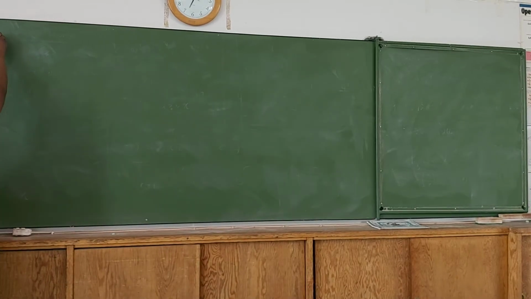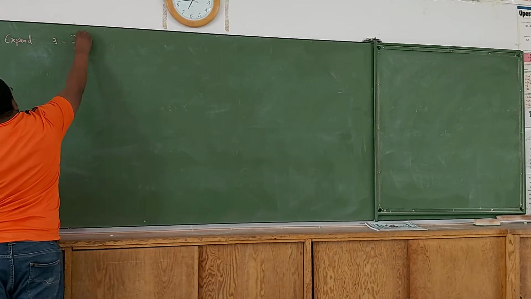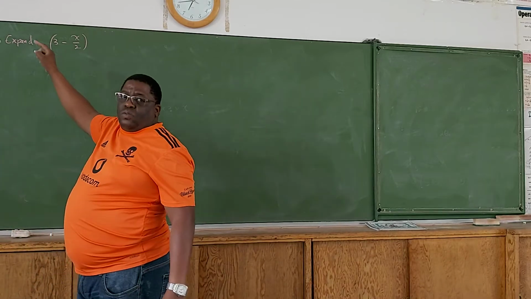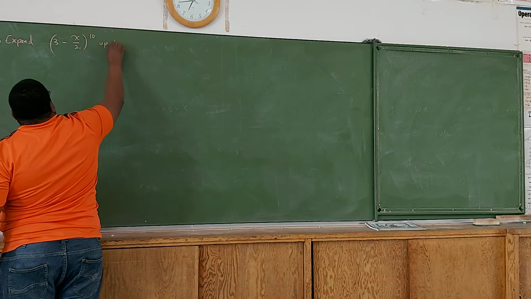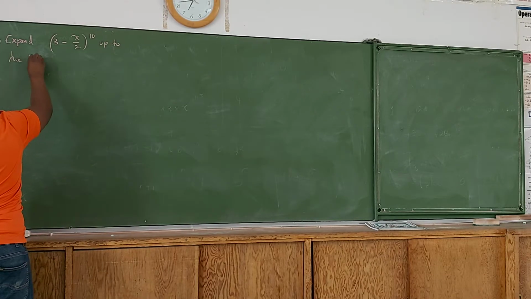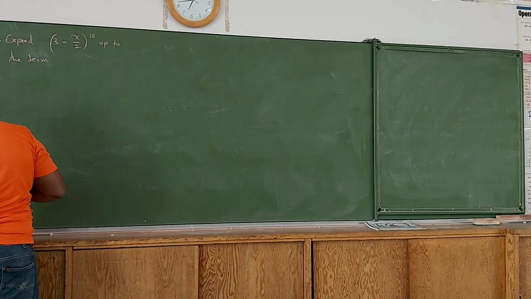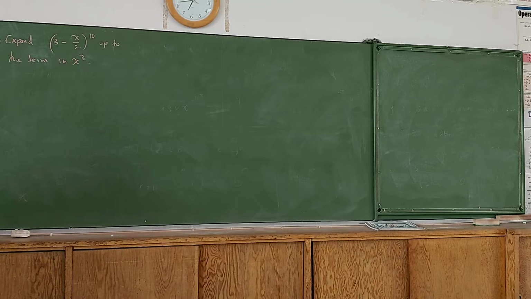The first one is: expand (3 minus x upon 2), that's how we read that, x upon 2, to the 10, up to the term in x cubed. Please, you need to check how the question is asked. Obviously, I'm going to use the nCr.